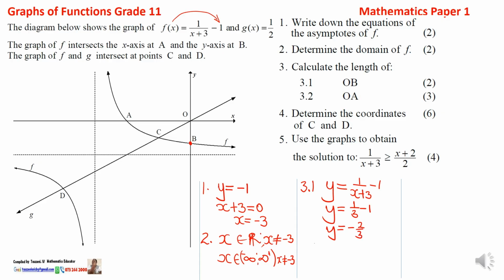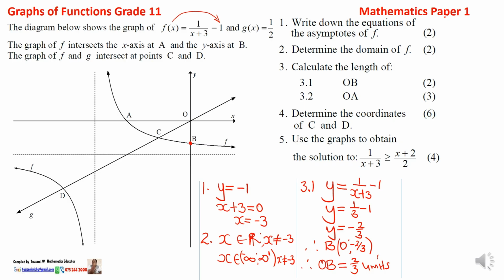This gives us the coordinates of point B. The coordinates of point B are (0; minus 2/3). Now that we know the coordinates of point B, the y-intercept of the function, we can conclude that the length from O to B is equal to 2 over 3 units. So we determine the length after calculating the coordinates of point B.